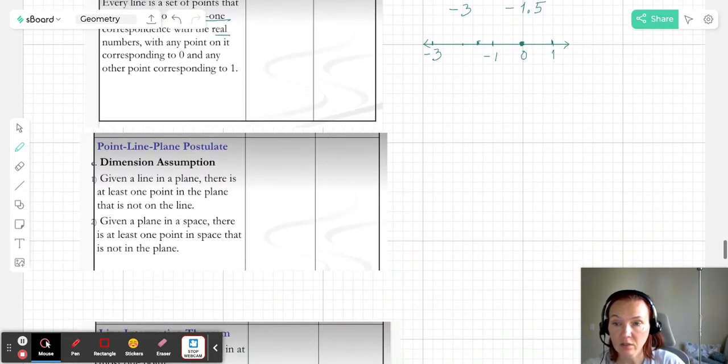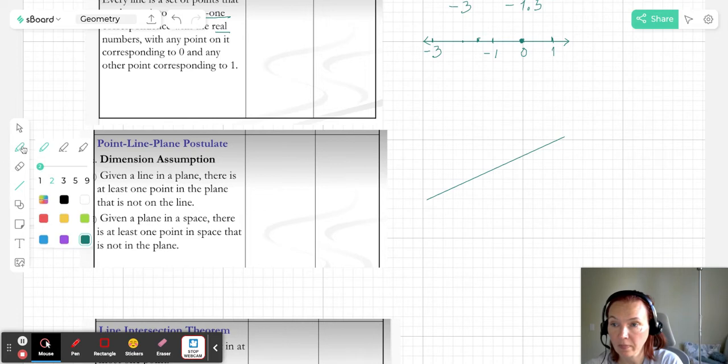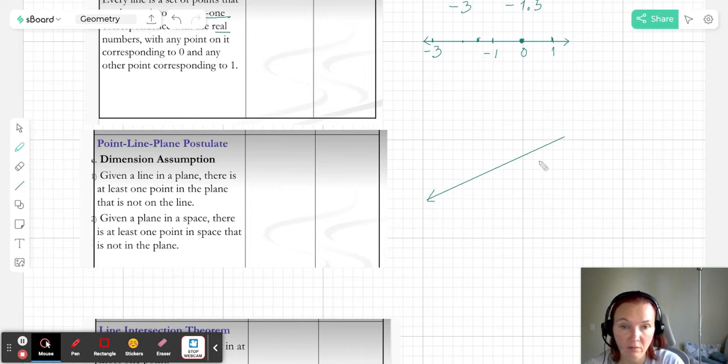Next part is the dimension assumption. If you have a line in the plane, there is at least one point in the plane that is not on the line. So I have a line, and I can find at least one point that is not on this line. Here we go. There is point A that is not on line L.